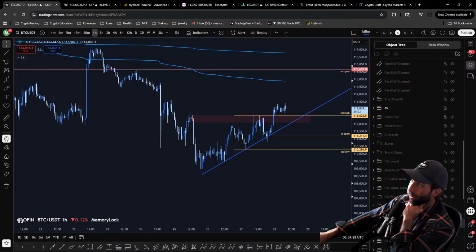I'm telling you right now that monthly open is going to be a really big level. That is a massive level.